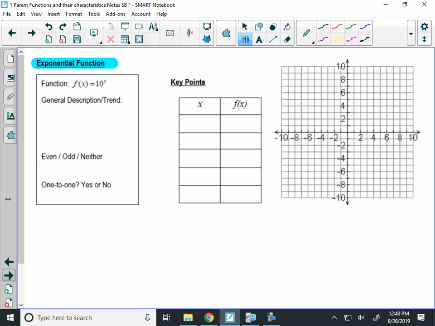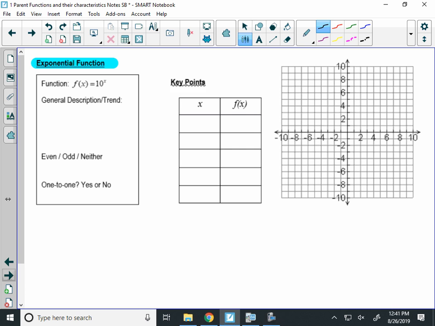Now, I typed it wrong on your paper. Your paper says e to the x. You're going to learn e to the x, I don't know, in a couple months. I'm not doing that one right now. I meant to say 10 to the x, so can you scratch that off? Similar function, but we're going to get to that later. You don't know what e is yet. So 10 to the x. And here are the key points I wanted to do.